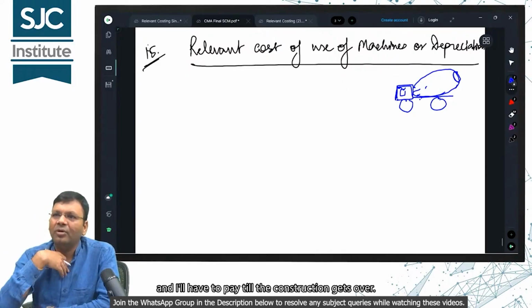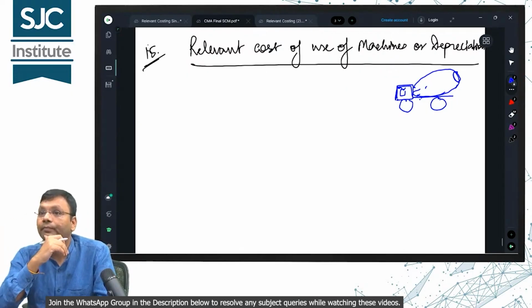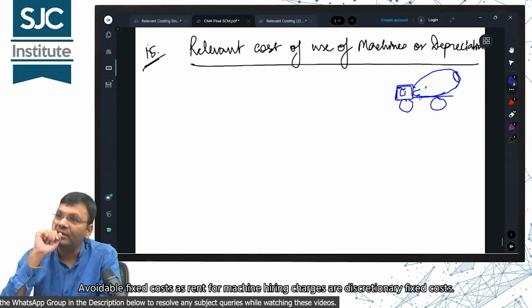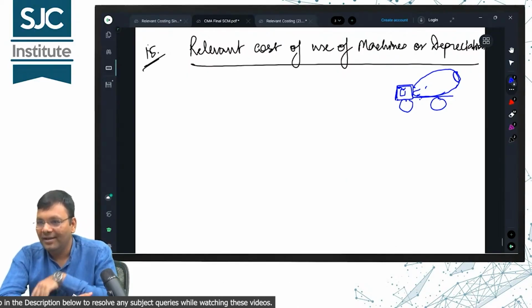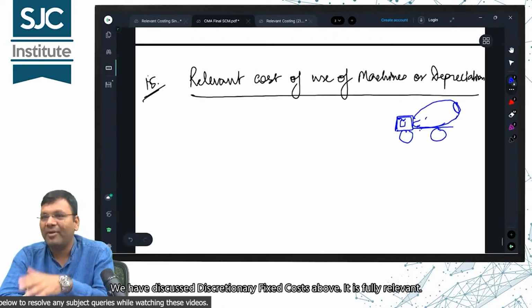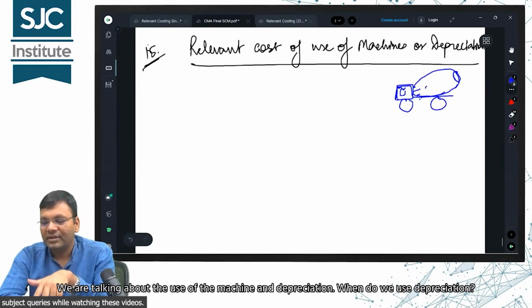And I'll have to pay till the construction gets over. At that time, it will be a discretionary fixed cost. Avoidable fixed costs, such as rent or machine hiring charges, are discretionary fixed costs. The cost didn't fall in the heading we made. We have discussed discretionary fixed costs above. It is fully relevant. We are talking about the use of the machine and depreciation.